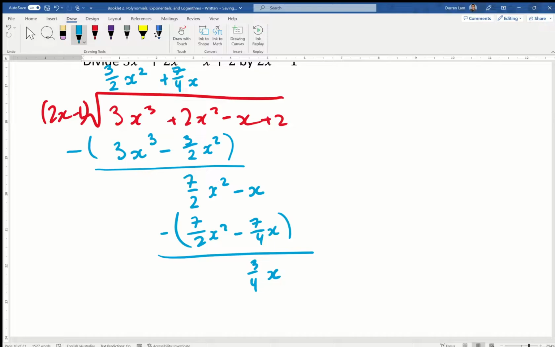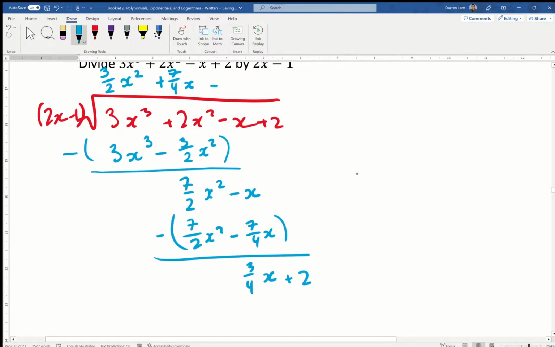I've already brought the negative x down. I'm just bringing down the positive 2 now. So bring the positive 2. What number do I have to multiply 2 by to get 3 over 4? It's just going to be 3 over 8. In other words, divided by 2 times 3/4, 3 over 8. That gives me 3 over 4x minus 3 over 8. I'll be subtracting that, of course.